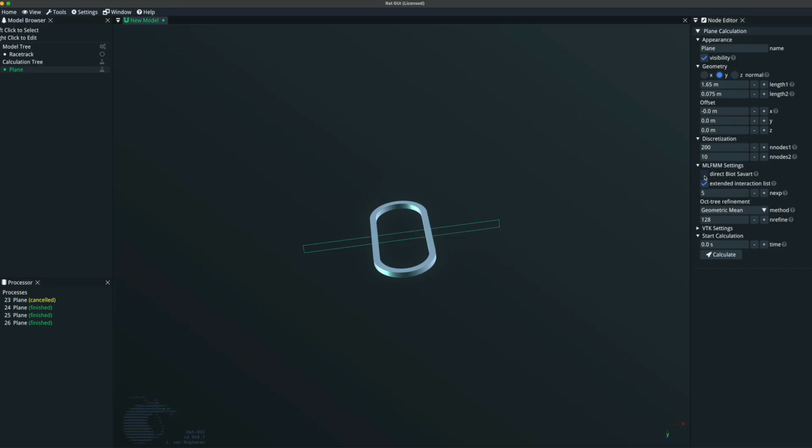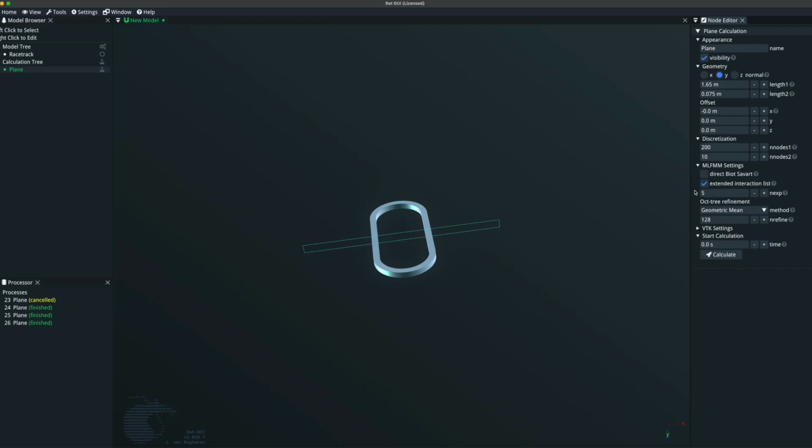And if you want to do a very accurate calculation, you click on Direct Biot-Savart. Then all the other settings are not taken into account anymore because it's not a multipole method anymore. So this is very accurate, but also very slow because you go from this N plus M complexity to N times M. So let's assume we want to do the multipole method, so we have a faster calculation.